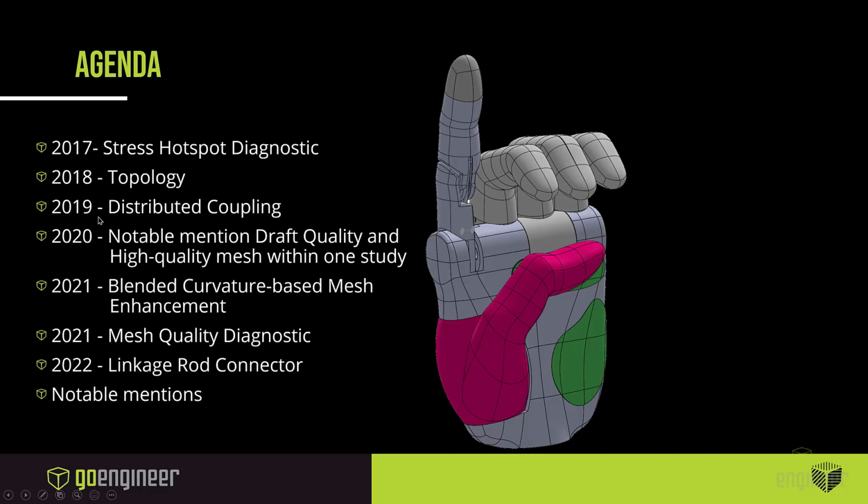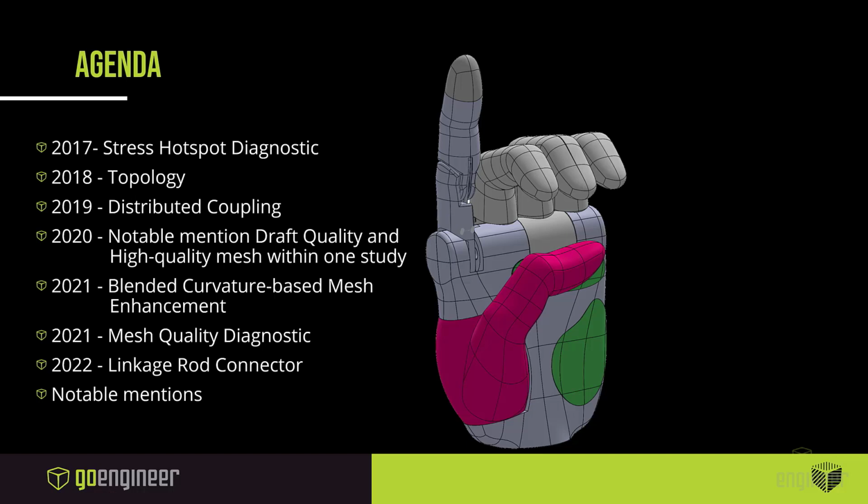Moving forward with the agenda, we will be starting at 2017 and moving forward to 2022. If you notice, I do have 6 spots for the agenda. That is because I did want to fit in some notable mentions to the list, predominantly the 2020 change for including draft quality and high quality mesh within one study. I actually did use this for the prosthetic hand, and it was a very powerful tool. However, it didn't really stand on its own to be more important than everything else.